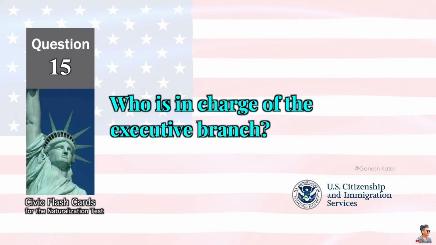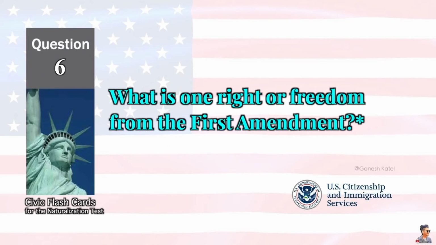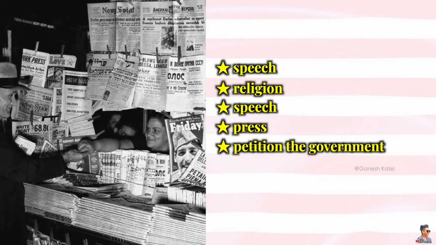Who is in charge of the executive branch? The President. What is one right or freedom from the First Amendment? Speech, religion, assembly, press, petition the government.